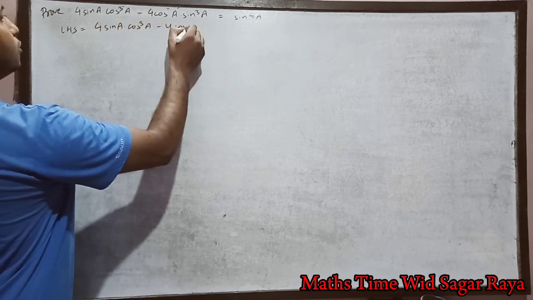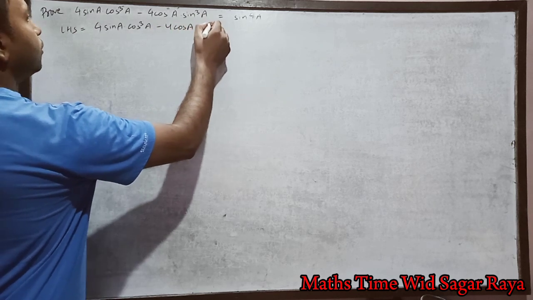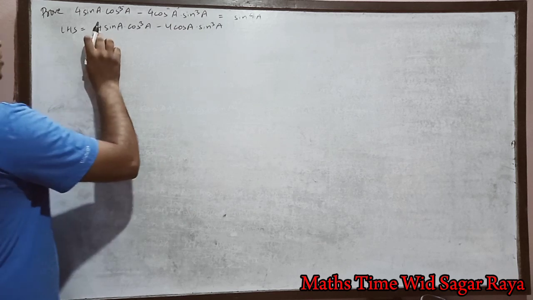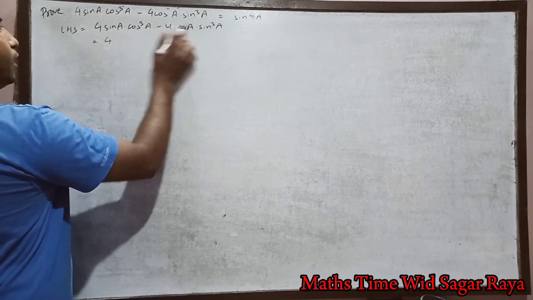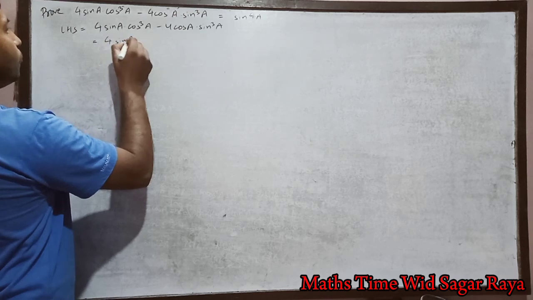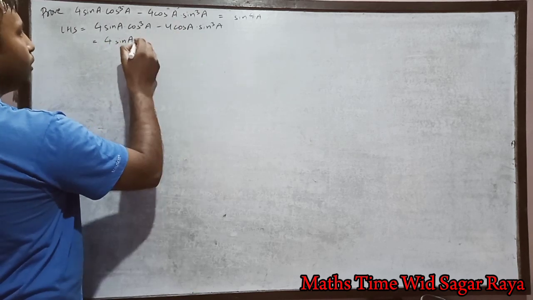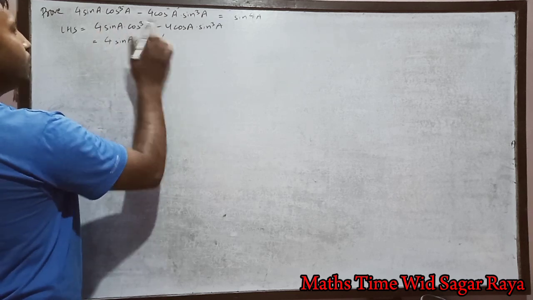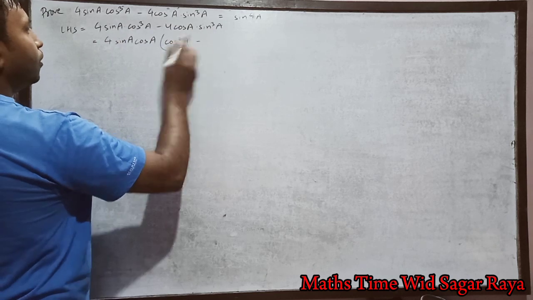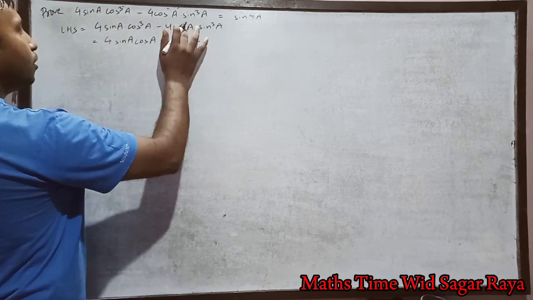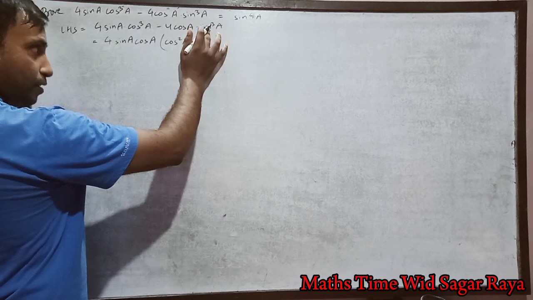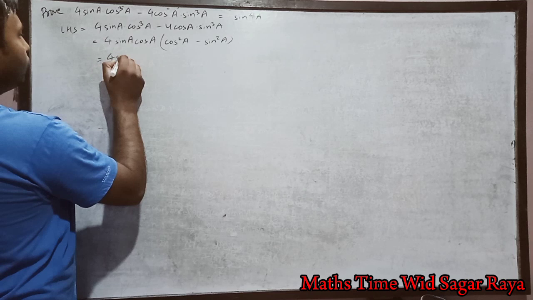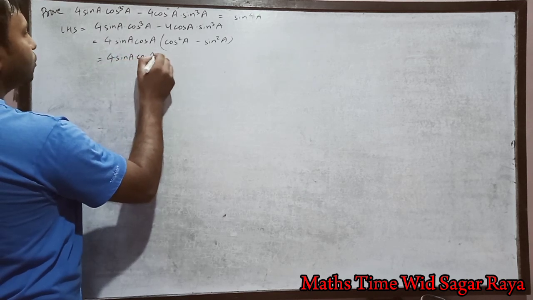Minus 4 cos a dot sin cube a. First of all, what we can see here is we can take common. We can take 4 common. Sin a and sin cube a, we can take sin a also common. Here cos cube a and cos a, we can take cos a common. If you take 4 common, sin a also common, then here remains cos square a, then minus 4 also taken common, cos a also taken. Here we have taken sin a common, so here it will be sin square a. Now 4 sin a dot cos a.